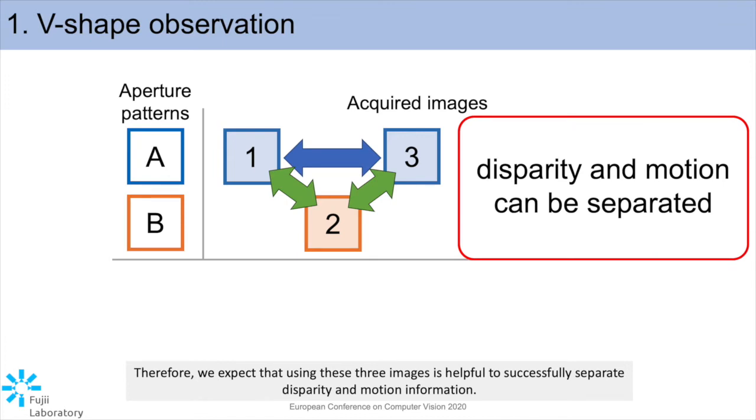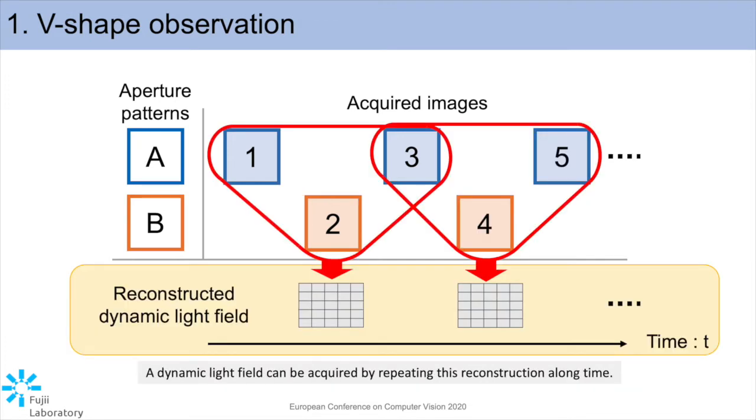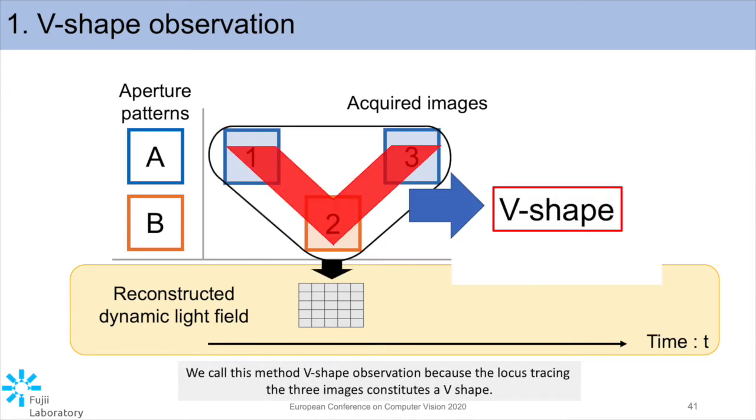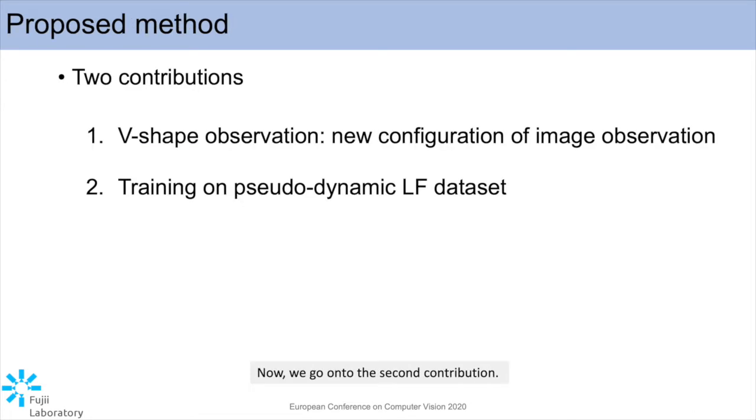Therefore, we expect that using these 3 images is helpful to successfully separate disparity and motion information. A dynamic light field can be acquired by repeating this reconstruction along time. We call this method V-shape observation because the locus tracing the 3 images constitutes a V-shape. Now, we go on to the second contribution.